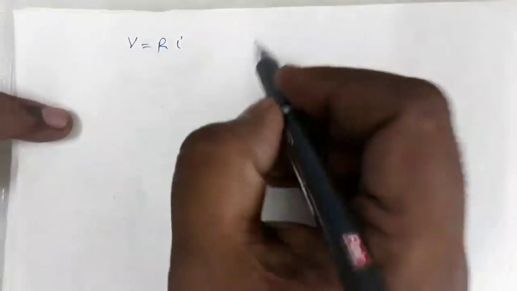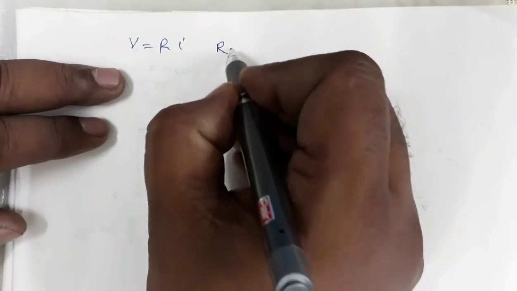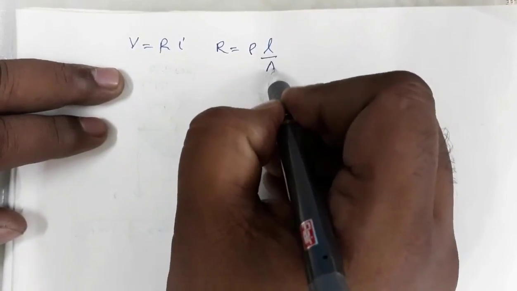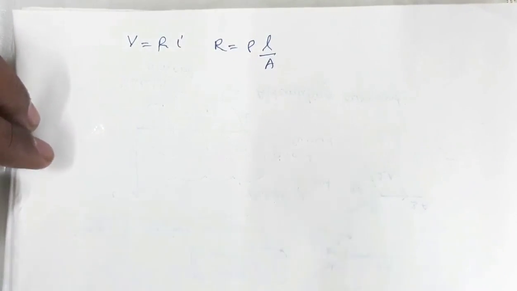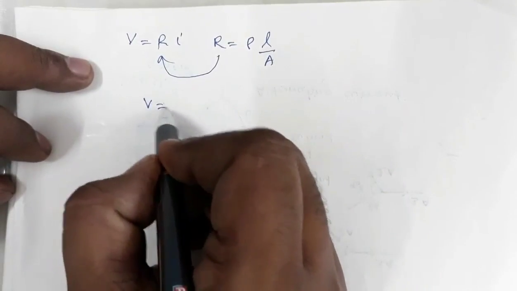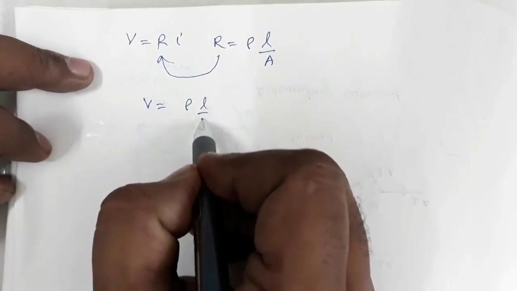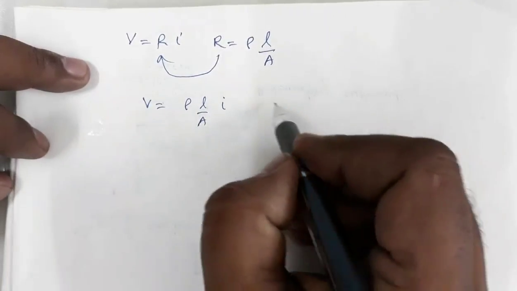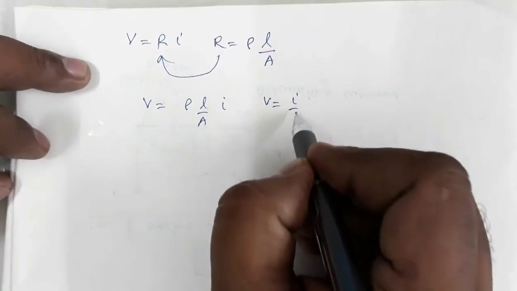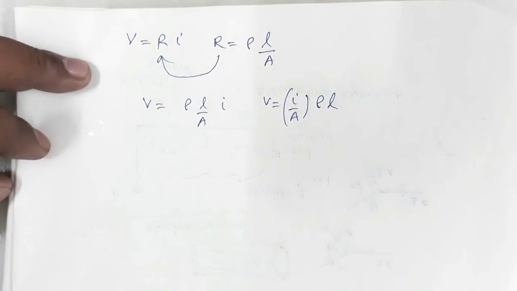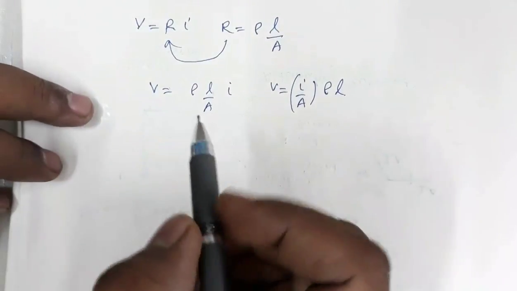Okay, now we have just seen that resistance is related to length and area by the relation R equal to rho L by A, where rho is the resistivity. So if I substitute this value of resistance over here, I get V is equal to rho L by A into I. Now this can be rearranged as V is equal to I by A into rho L.